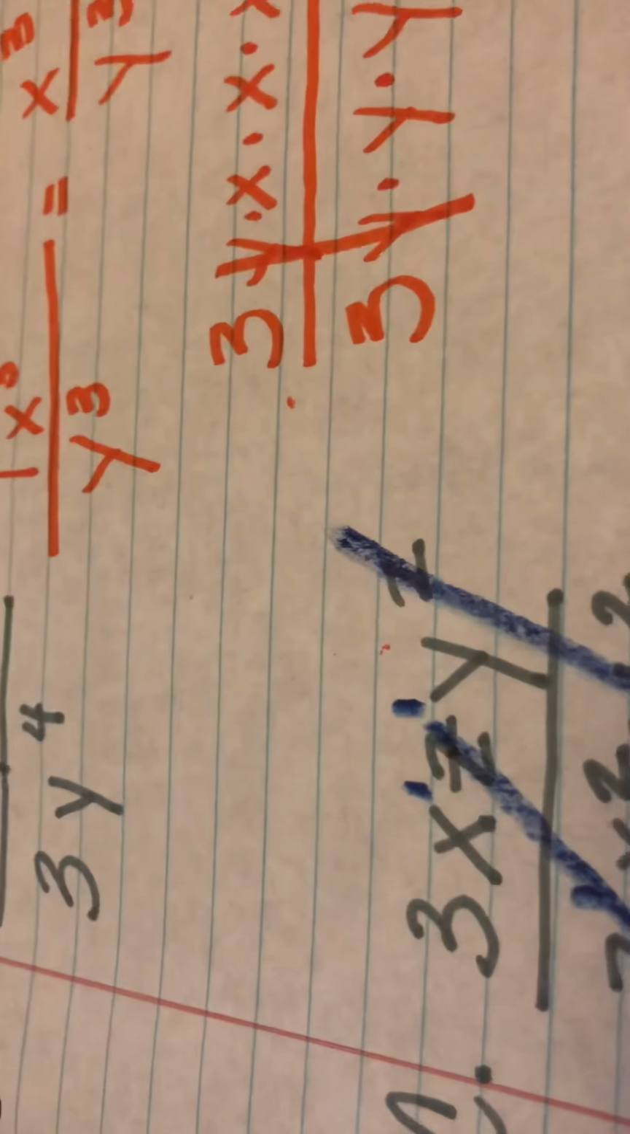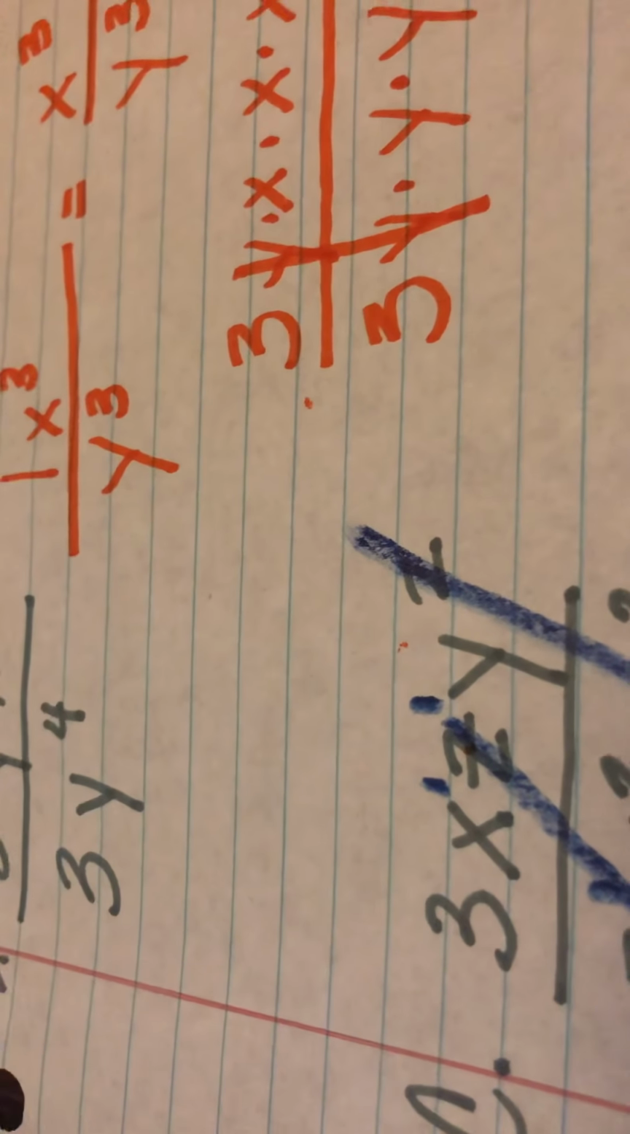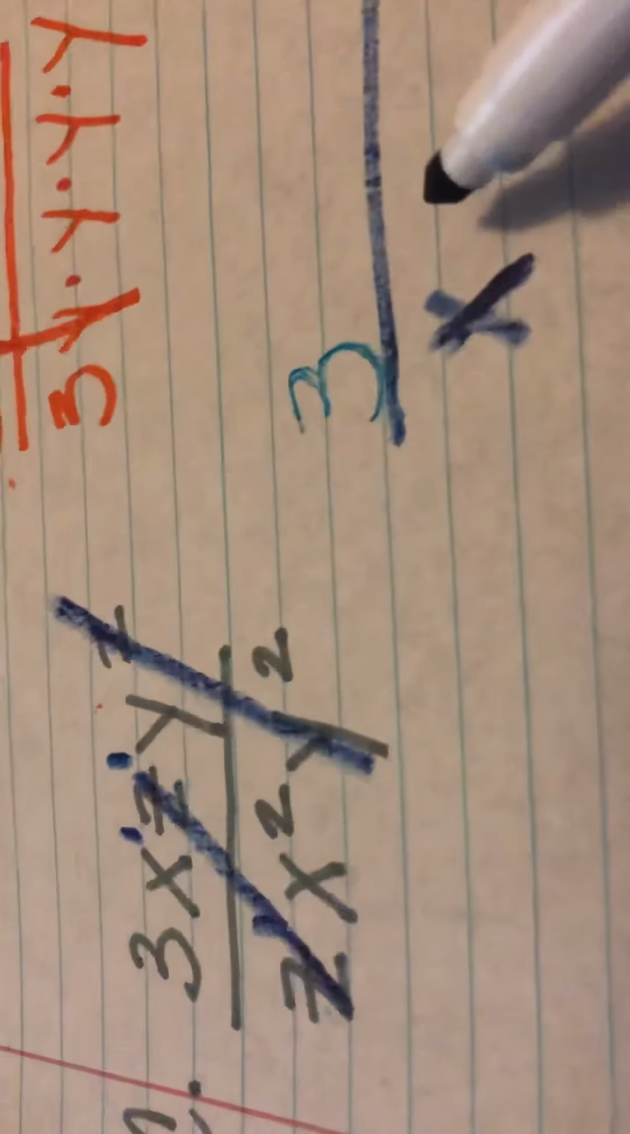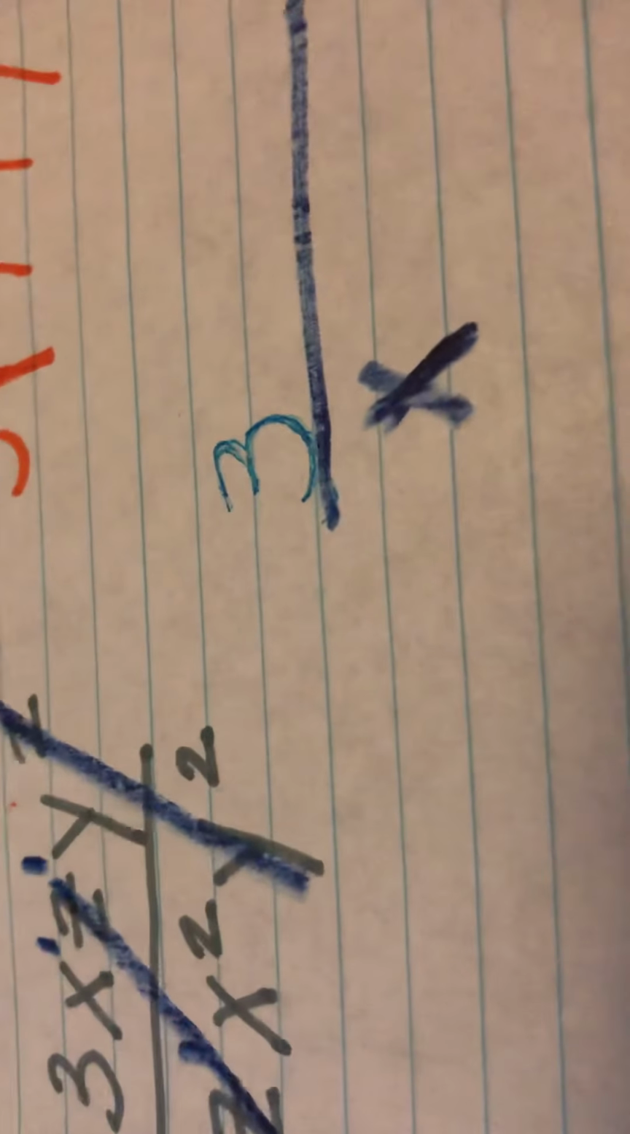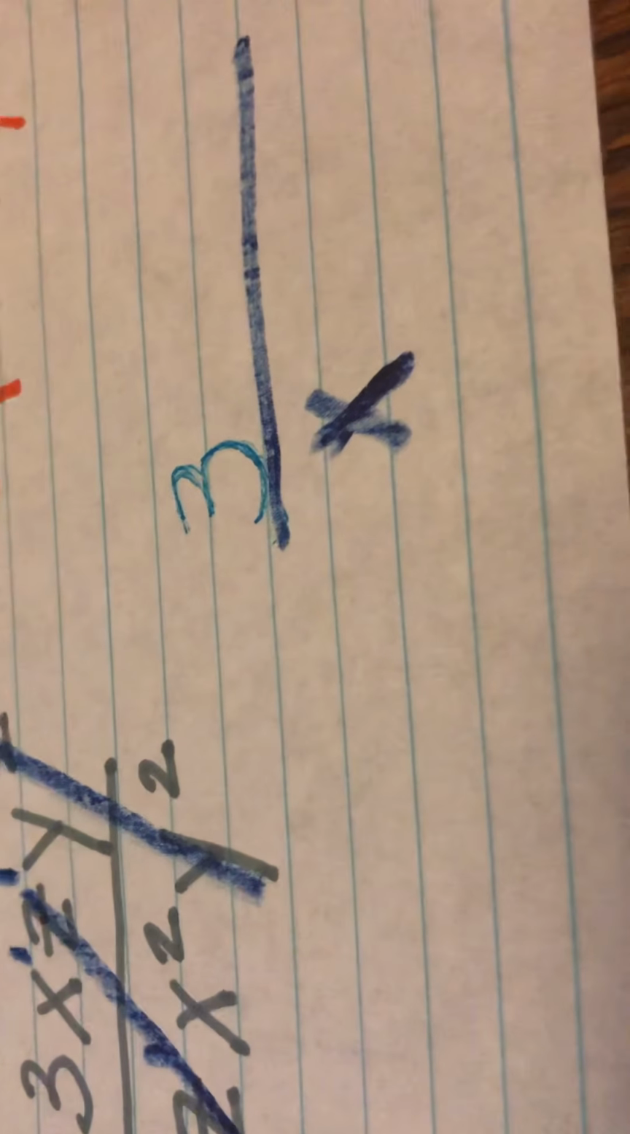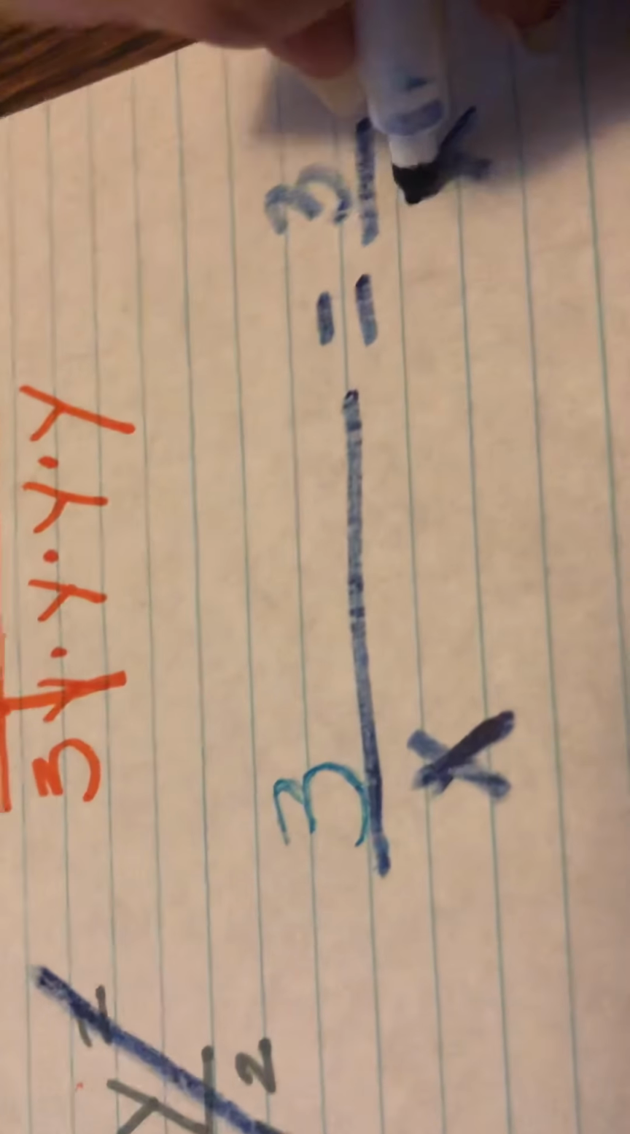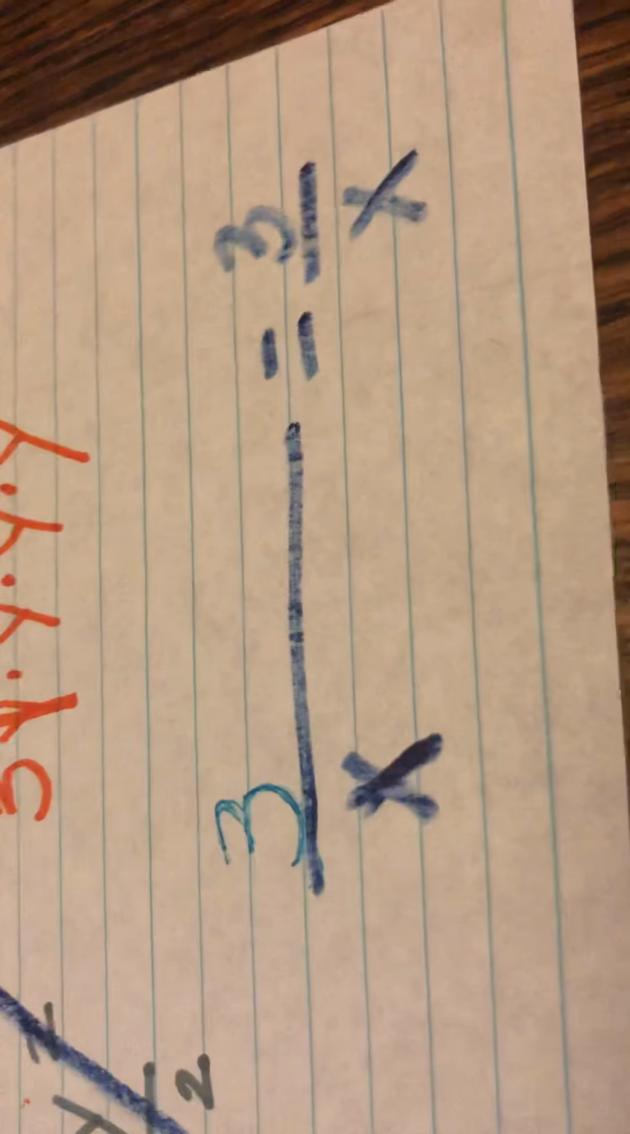So what I'm left with here is 3 over x. And let me write that to make that a little bit better looking. 3 divided by x is what that would look like.